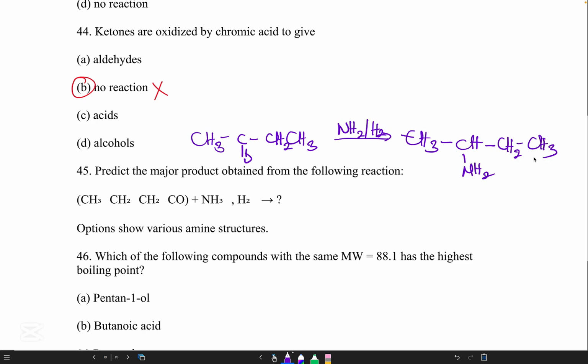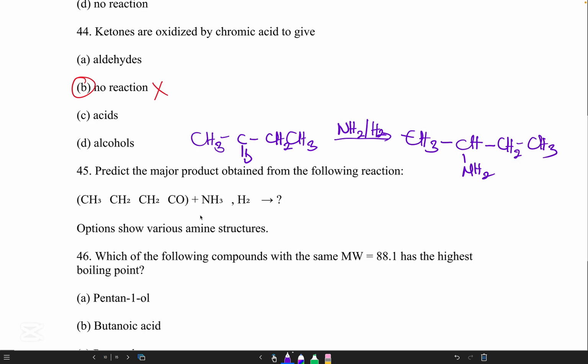It's actually going to form an imine, or not a hydroxide. But none of the options here is an imine. Okay, the imine will be hydrogenated to give us this. Are you getting it? It first of all is going to form an imine. Now, when these imines are hydrogenated, they are going to form an amine. So that is the mechanism of that reaction.